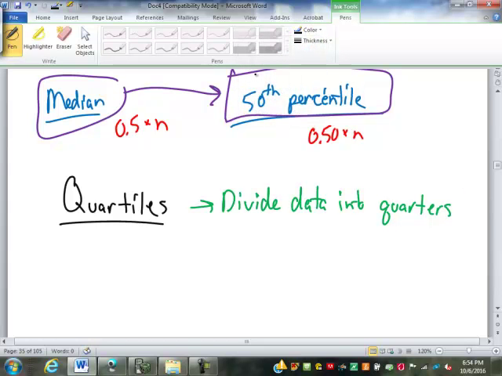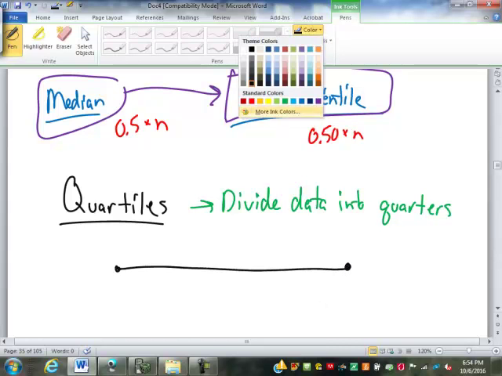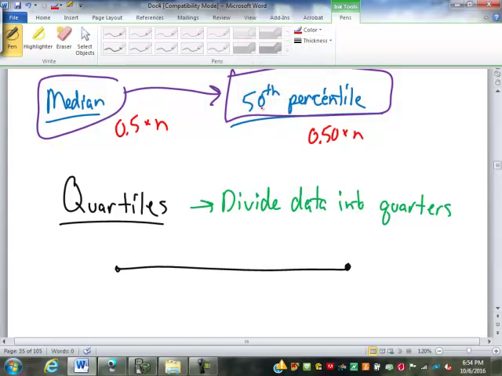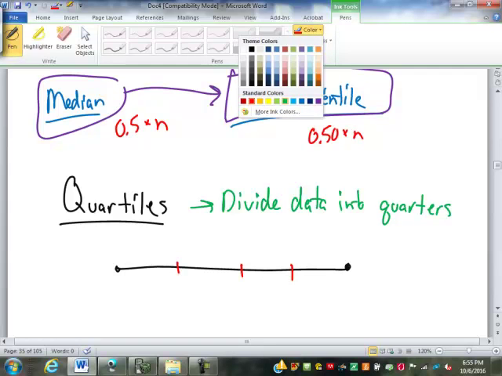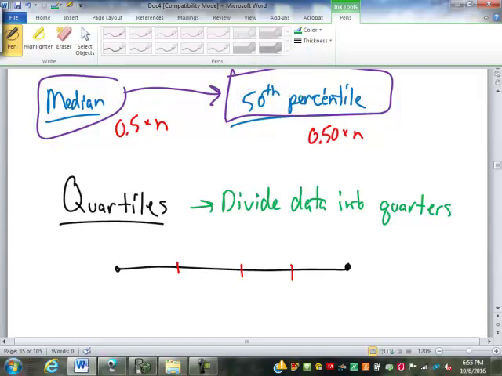Here's the part that always confuses people, so I'm going to do an analogy. If I have a string that I need to cut into 4 pieces, how many cuts do I have to make? Well, if I folded it, I suppose. But if I don't fold it, how many cuts would I have to make? 3. 1, 2, 3. It's now in 4 pieces. We're cutting the data into 4 quarters, into 4 pieces. We only need 3 cuts. So there are only 3 quartiles. There are only 3 dividers to turn it into 4 pieces.